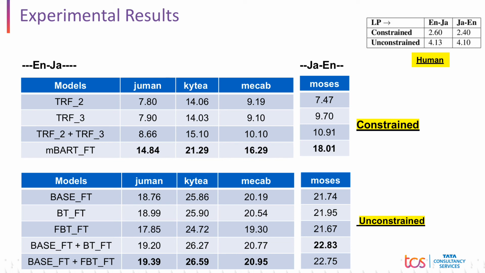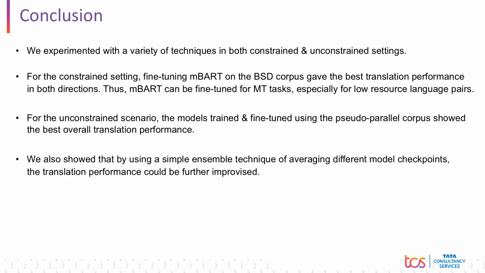For the unconstrained case, we had three different models: the base model, then the back translated and the filtered back translated models, as well as ensemble models combining these different techniques. We found that the ensemble consisting of the base and the filtered back translated models outperforms every other case. In the top right corner you can see the human evaluation results. Out of 5, we were able to obtain a score of greater than 4 in both directions in the unconstrained settings. With this we would like to conclude our experiments.